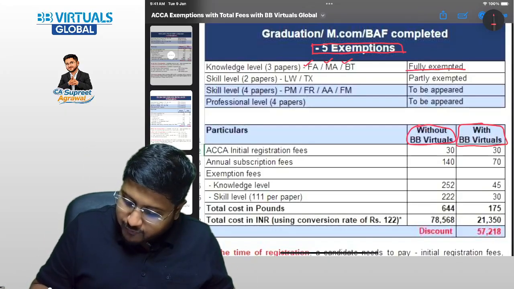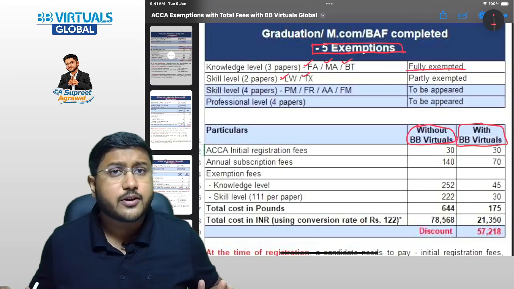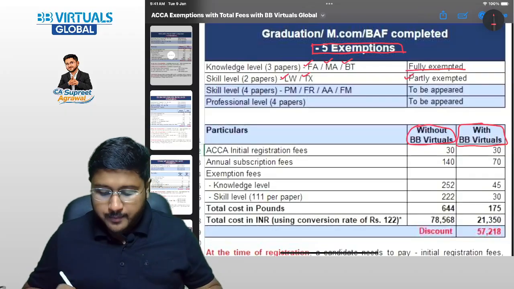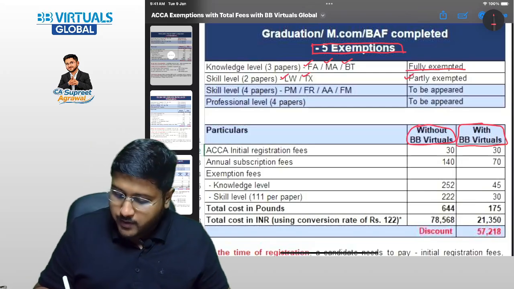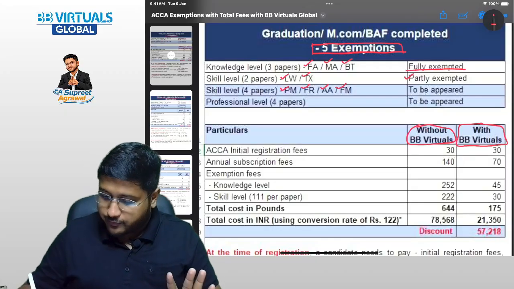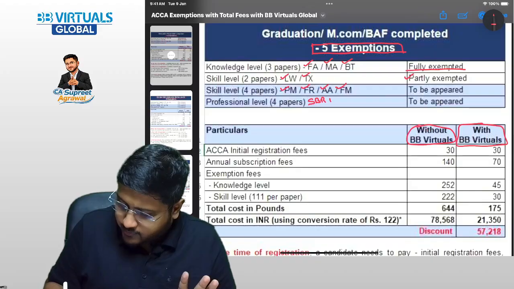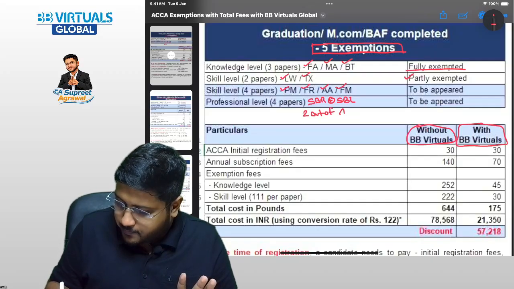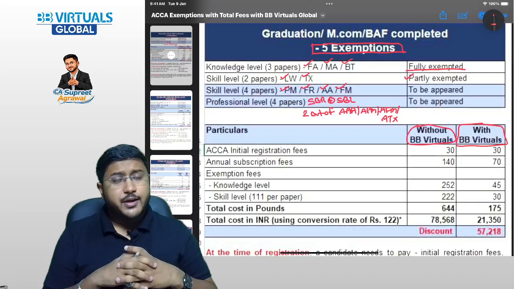Then out of 5, 3 are these. What are the other 2? Law and taxation. These 2 are also exempted for you. Now when I talk about the skill level, there are 4 papers that need to be appeared for. That is why we have changed the color tone. So PM, FR, AA and FM, these are the 4 papers that you need to appear for. And then 4 papers of professional level, again a similar category: SBR plus SBL and 2 out of AAA, APM, AFM and ATX. So this is very important for you to understand.